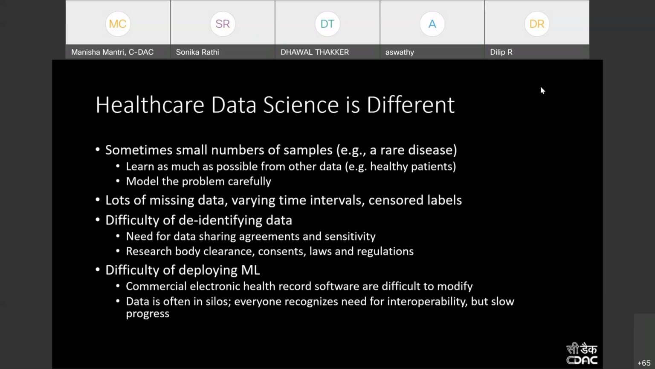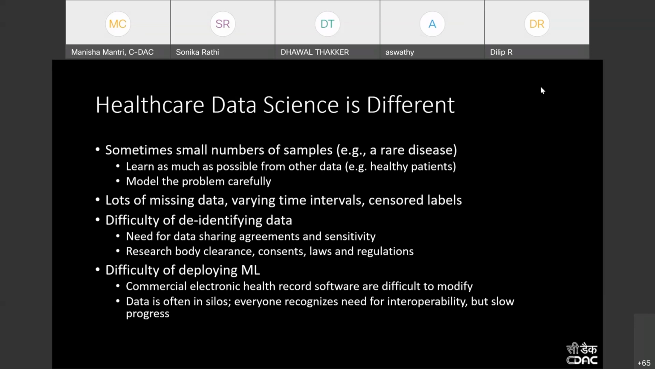agreements in place because of the data sensitivity. The research body clearances are needed. Many times consents are required to be in place. There are laws and regulations for data, which make this field more and more difficult. I'm not scaring everyone, but I'm telling the ground realities.